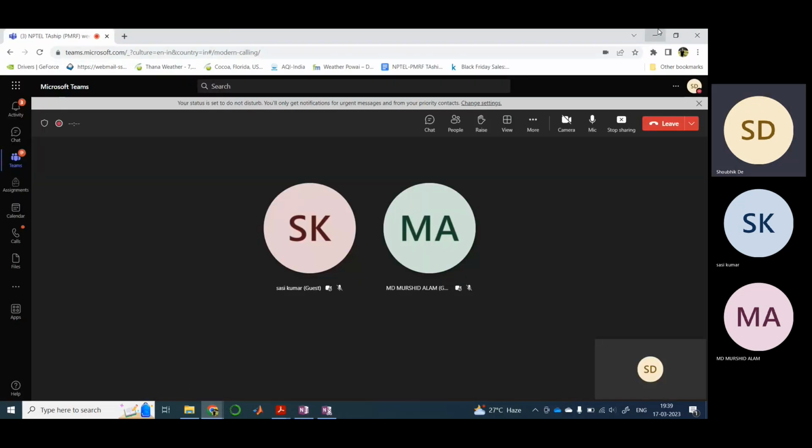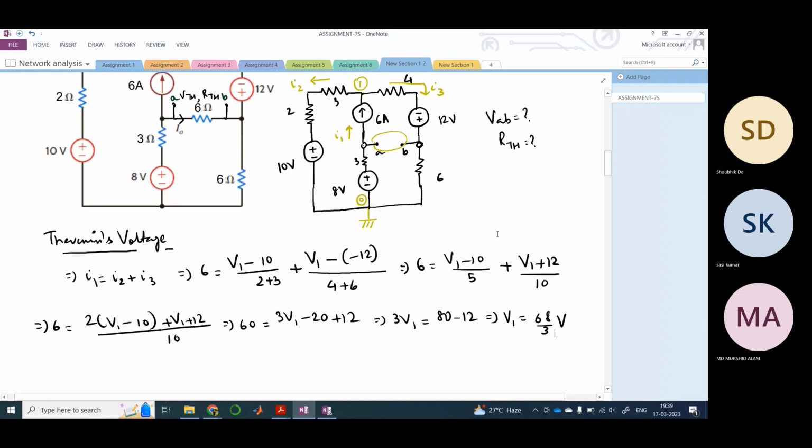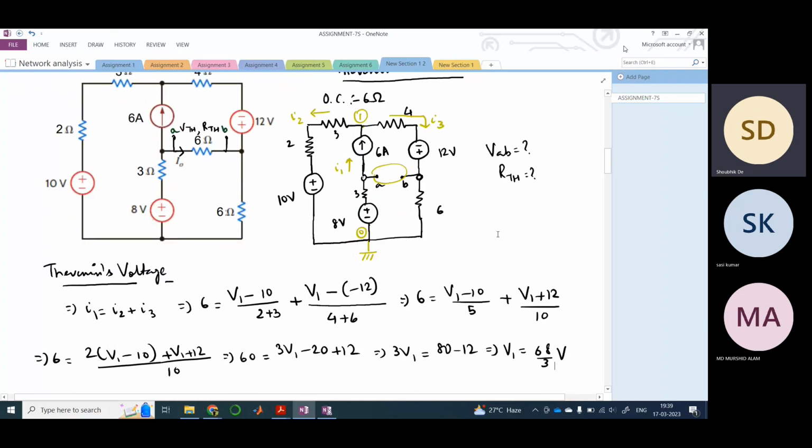If you guys have any doubt, you can ask till this point, especially for this problem, how we calculated V1, the voltage at this node. If you have any problem, you can ask, because this is not an assignment problem. This I have taken from the internet.